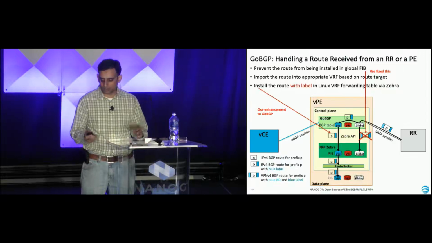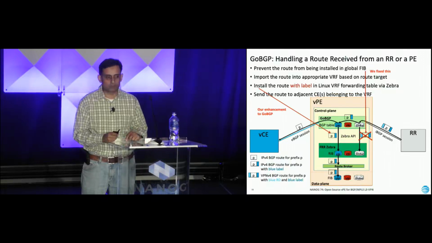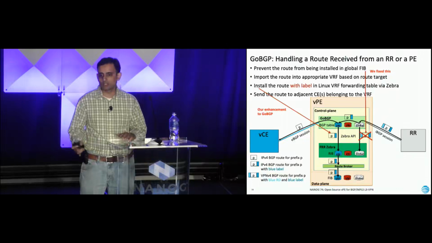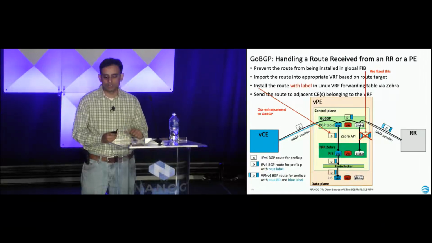And so after that, the route is sent as a pure IPv4 route to the VCE. So as far as this scenario is concerned, where the route comes from the route reflector, again we had to do two modifications, and both had to do with how routes are communicated down to the Zebra daemon.